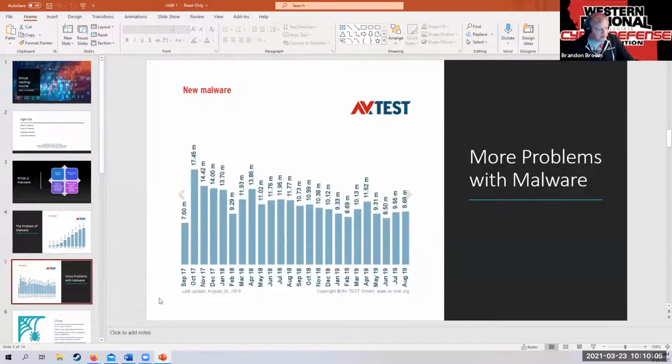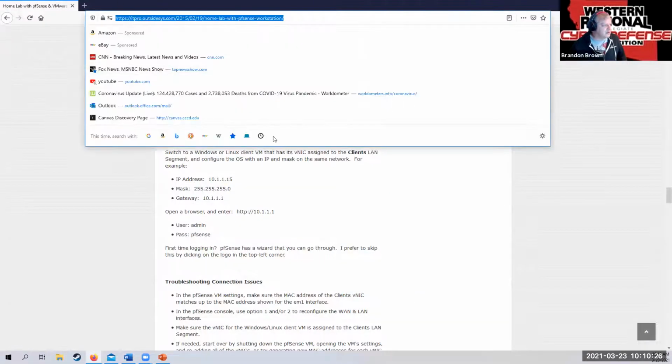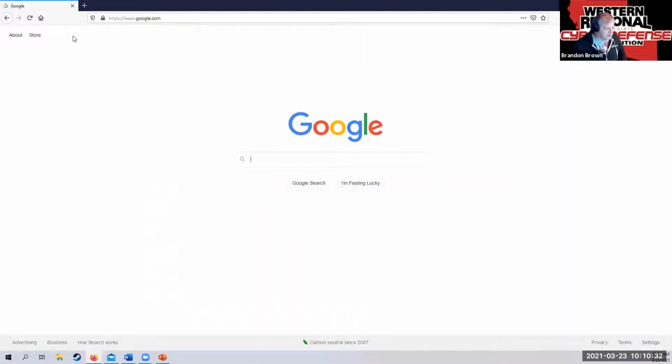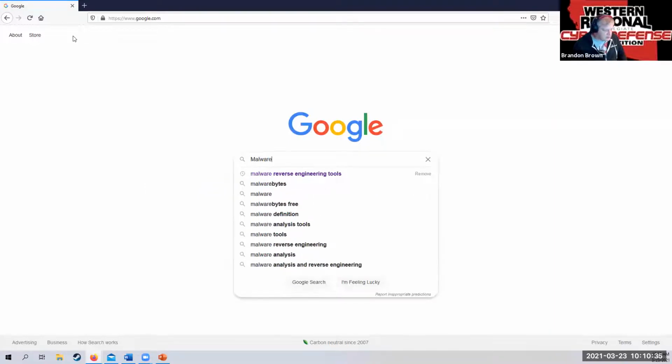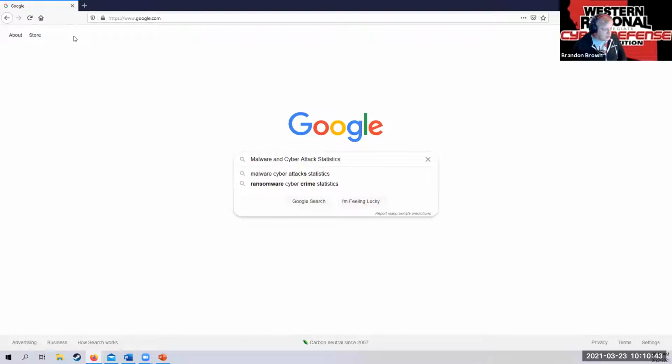Okay, so here they've broken it down by month of new malware infections, right? And there are websites that you can go out and find. You can dig around, just do a quick couple of Google searches, and find sites that process these types of statistics. One is Hackmageddon.